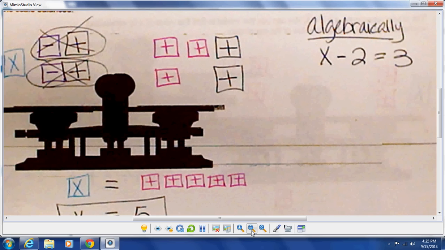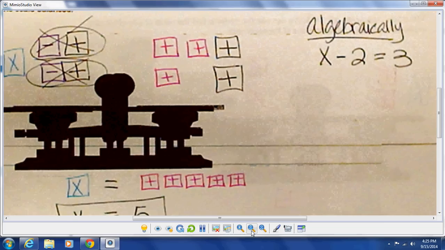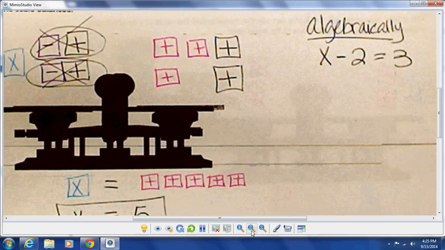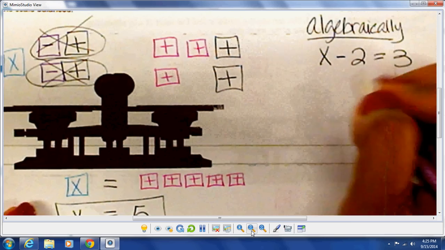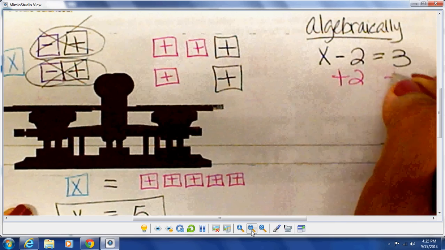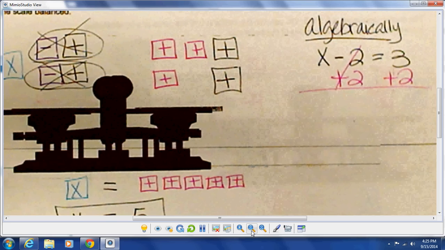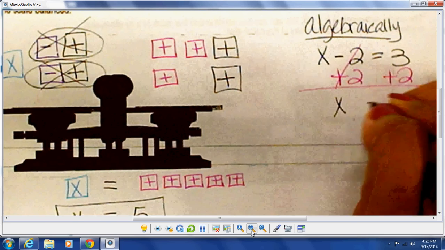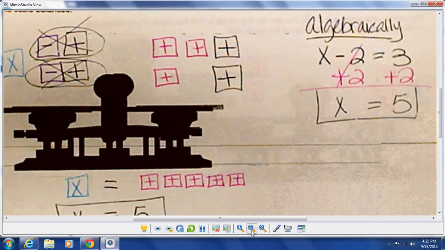So algebraically, remember, since we have subtraction right here, we need to do the opposite of subtraction to remove that variable, which will be to add. So therefore, I'm going to add 2 to both sides. Those 2's will cancel, leaving me with x equals 5. So we get the same answer.